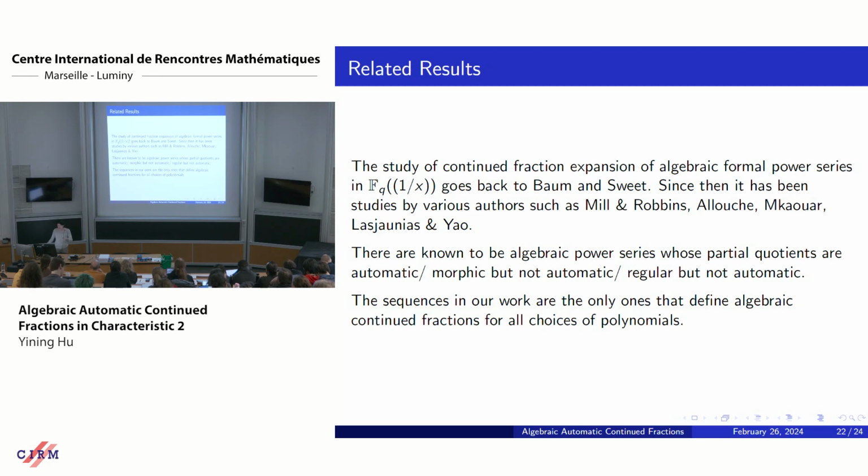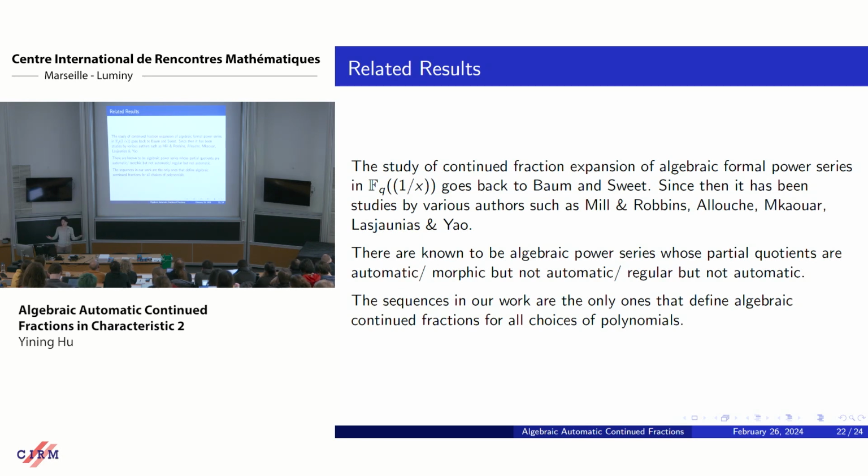But there were early works that start from algebraic series, and this goes back to Baum and Sweet. Since then, it has been studied by various other authors, such as Mills and Robbins, Allouche, Kawar, Lasjaunias, and Yao. Within the literature, there are examples of algebraic power series whose partial quotients are automatic, but they are not always automatic. Sometimes they are morphic, but not automatic. Sometimes they are regular, but not automatic.